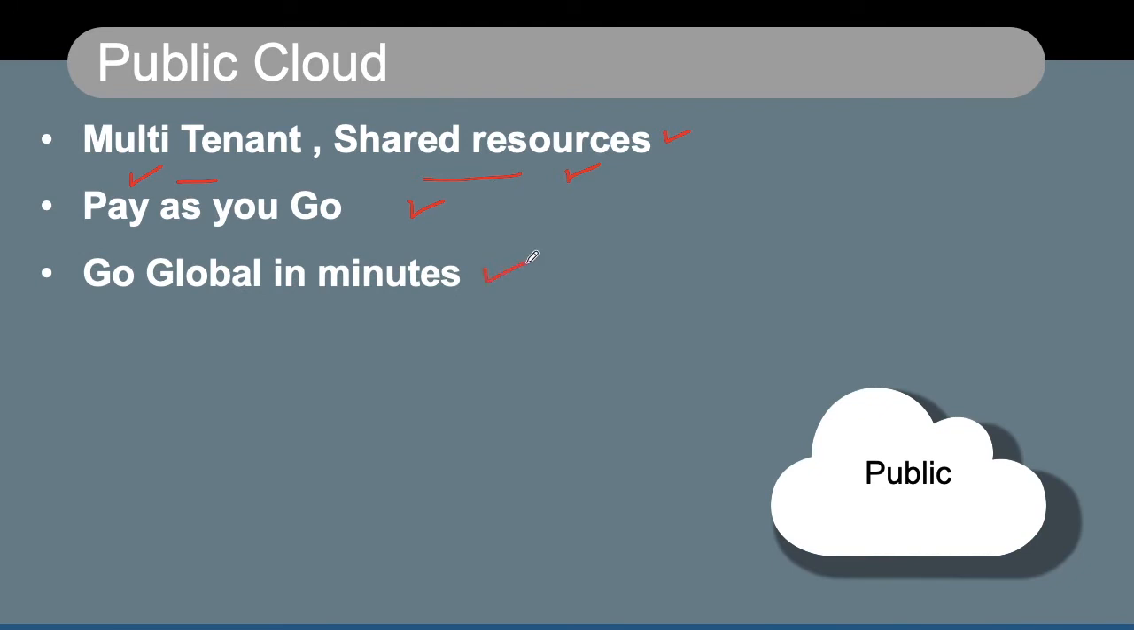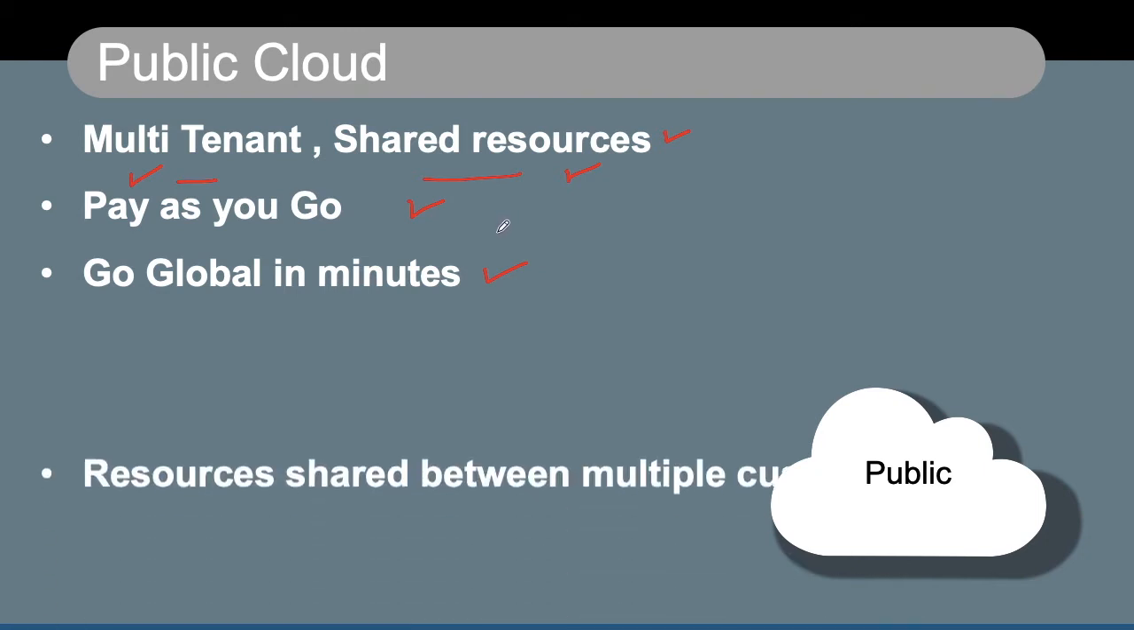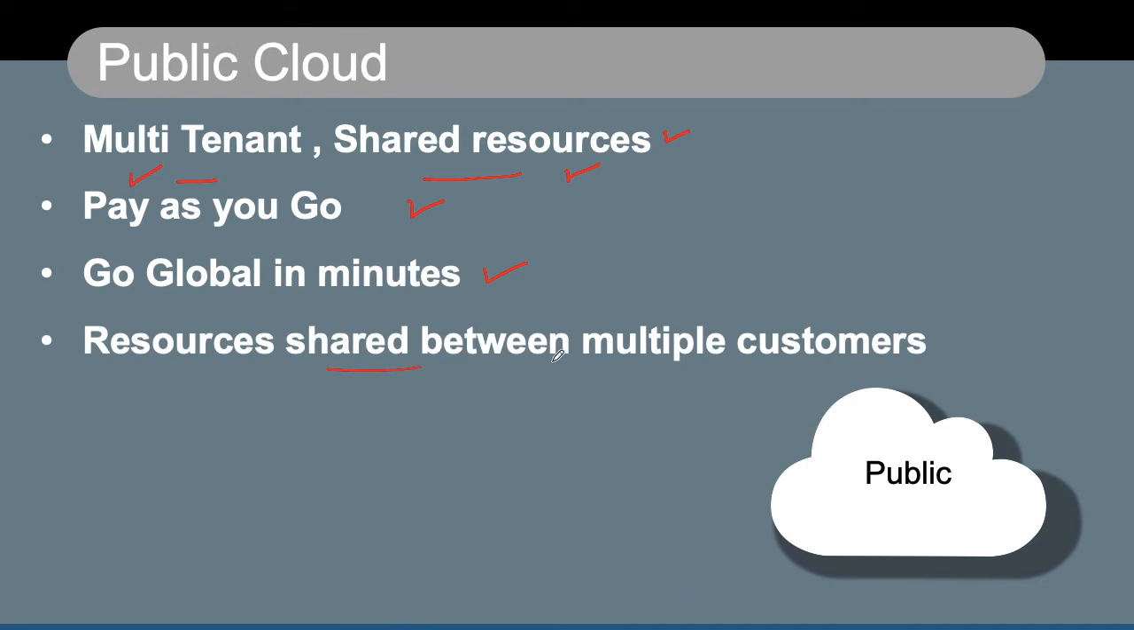Go global in minutes: it allows you to go for global services in minutes, so you can provision your resources globally. If you are sitting in one geographical location and want to configure resources in another geographical region, you can typically do it in minutes. Multi-tenant means the resources can be shared between multiple customers.